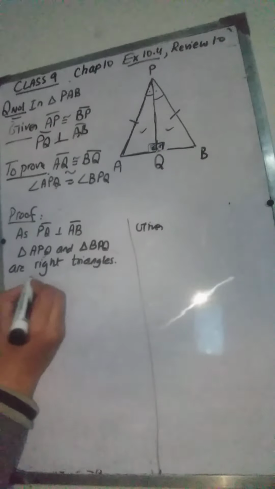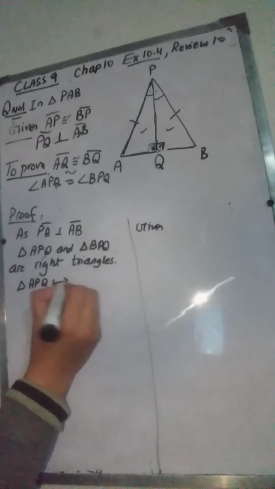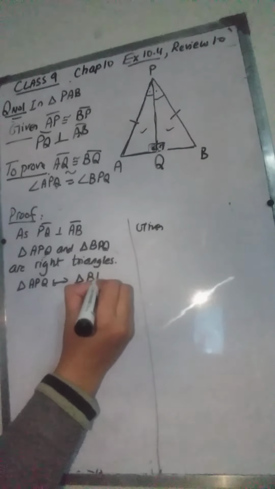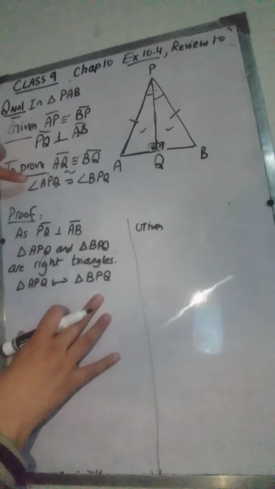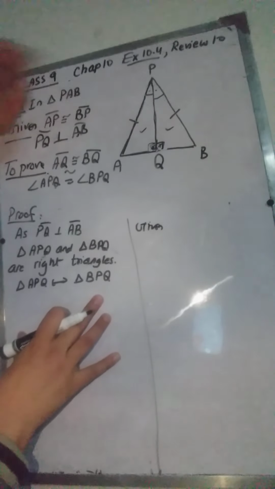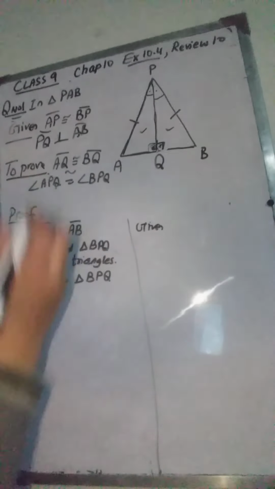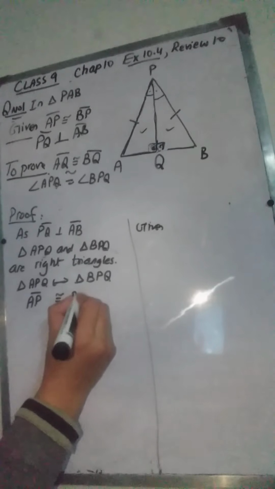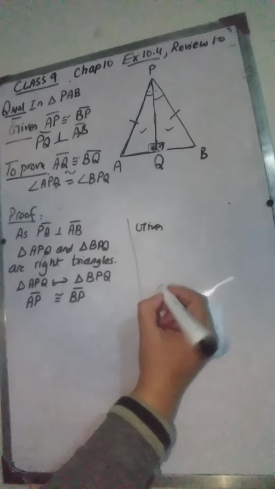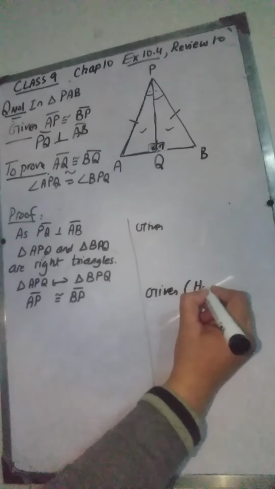So we are going to take the correspondence: triangle APQ corresponds to triangle BPQ. Now, with this correspondence, we are given that AP is congruent to BP. AP is the hypotenuse of this triangle, and BP is the hypotenuse of triangle BPQ. So AP is congruent to BP. This was given to us. Also we know that this is the hypotenuse.